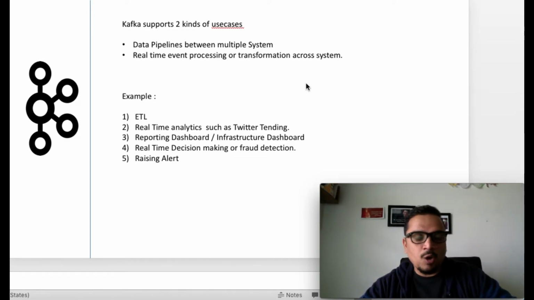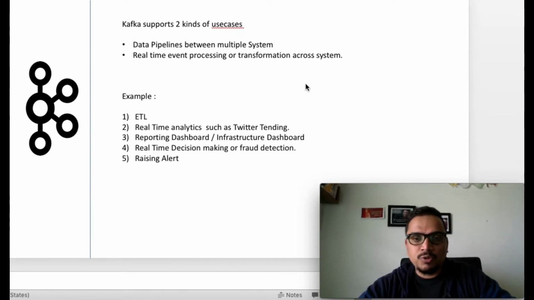We can also use Kafka for a reporting dashboard or infrastructure dashboard, right? It's like you want to have a dashboard which can talk about the current status of our infrastructure, how much memory is consumed, what is the CPU utilization, what is the network bandwidth, right? So for this kind of real-time data, we can use Kafka.